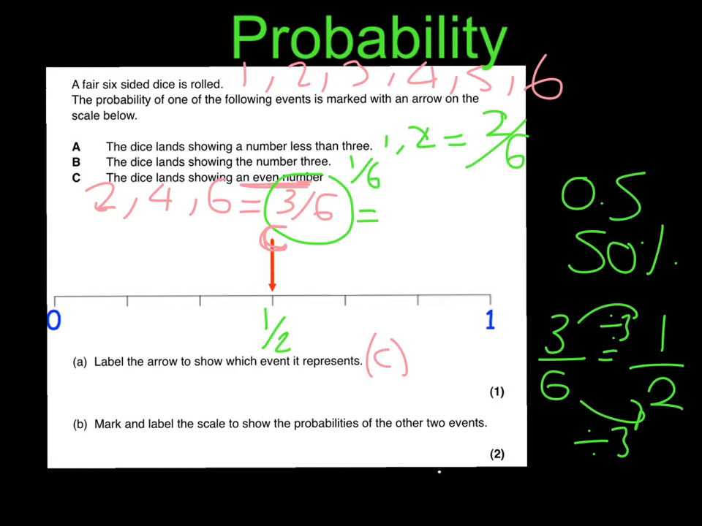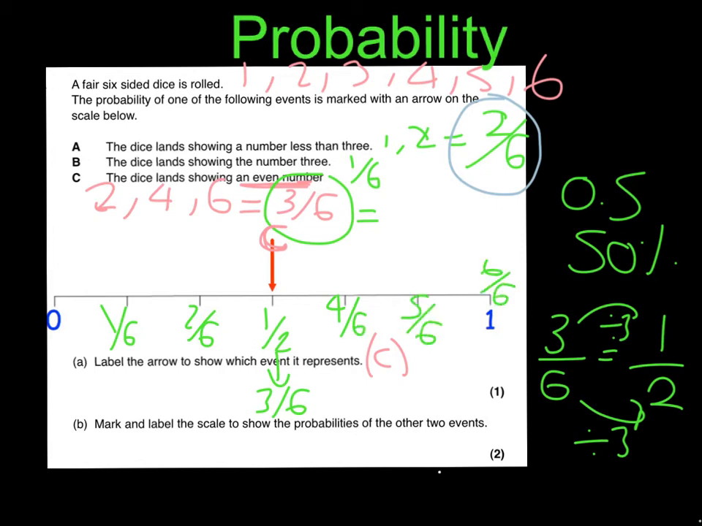And then question B, mark and label on the scale to show the other 2 events. So if we look at A, we've just worked out that A was 2 out of 6. So if we look at the scale and see what it's split into, so let's get a little highlighter. We've got 1, 2, 3, 4, 5, 6 pieces it's split into. So if it's 6 split into 6, each one of these is going to be worth a sixth. So this is 1/6, 2/6, a half, which we've already said is the same as 3/6, 4/6, 5/6, and the ending, which is 6 out of 6, which is a whole one.